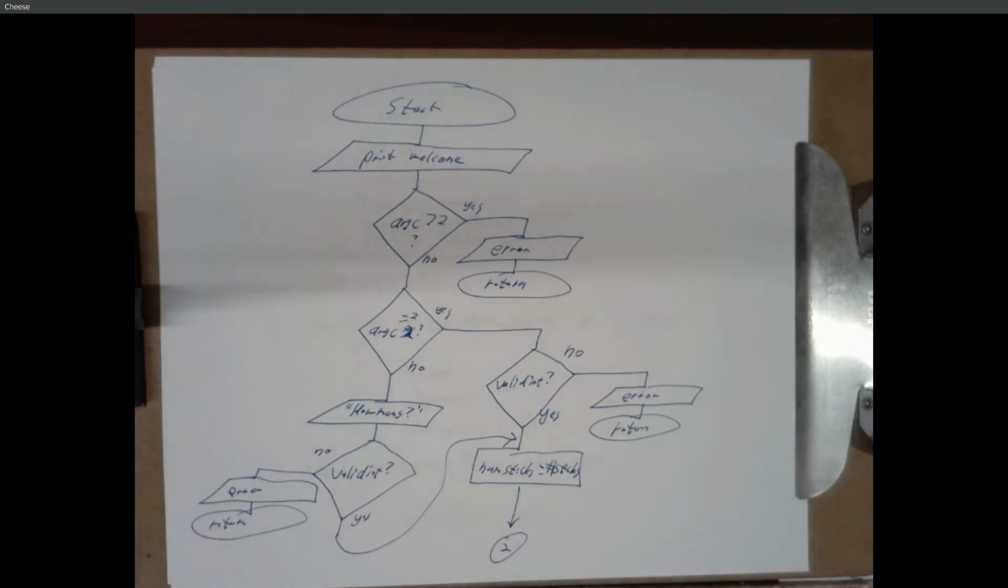So there's your startup flowchart. Print your welcome. If argc is bigger than 2, it's an error, goodbye. If argc is exactly 2, they have a command line argument. If it's not a valid int, print an error, goodbye. If it is a valid int, save that integer in number of sticks. If argc is not bigger than 2 and it's not equal to 2, it must be equal to 1, so ask them how many sticks they want. If it's not a valid int, print an error and return. If it is a valid int, save that in the number of sticks.